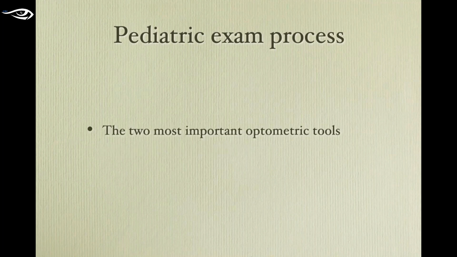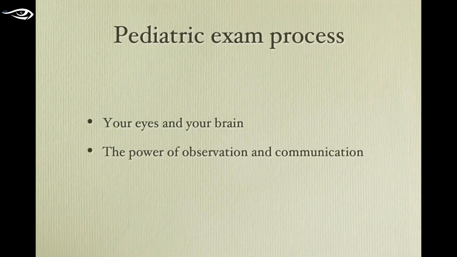Now, here's a little bit of a trick question. If I was in front of you in a lecture hall, what I would do here would be to say, what are the two most important optometric tools? And I would point at people in the room and I would say, tell me what you think. And somebody would say, oh, it's the retinoscope, or it's the ophthalmoscope, or the visual acuity test. But actually, it's not those at all. The two most important optometric tools are your eyes and your brain. It's your ability to observe and your ability to communicate in both directions.